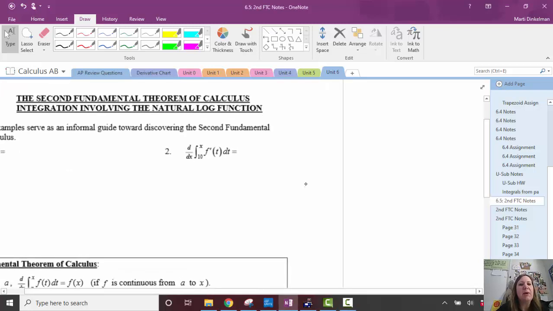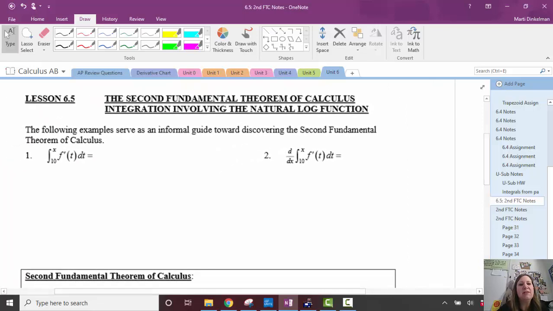So this is part one where we're going to talk about the second fundamental theorem of calculus, and then I'll stop and do a part two for the integration involving natural log. So the book is kind of setting us up here to understand what's happening with the second fundamental theorem.